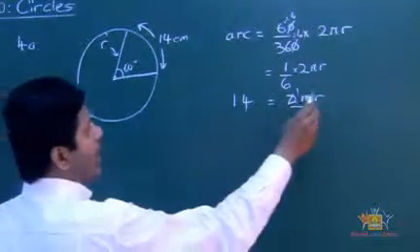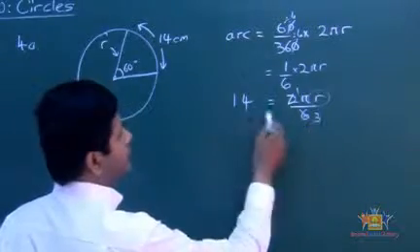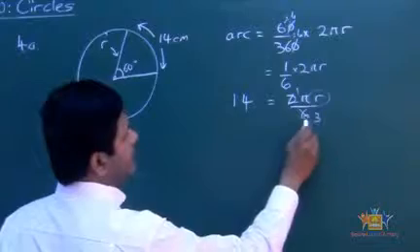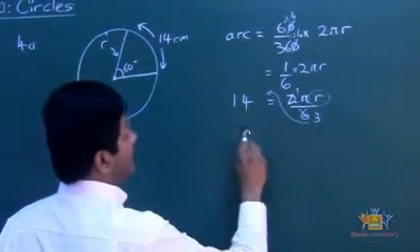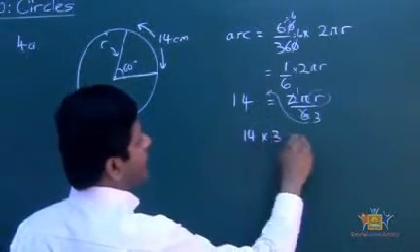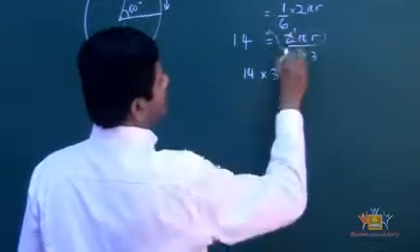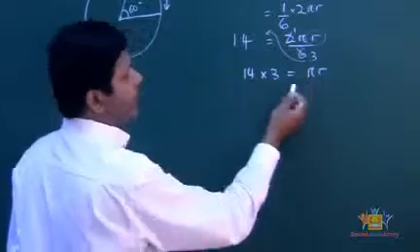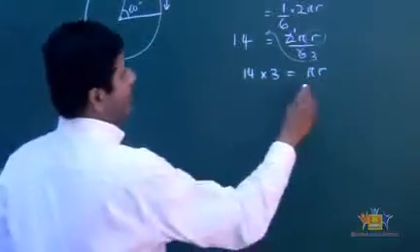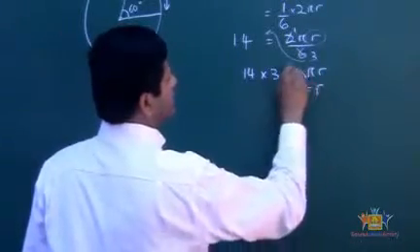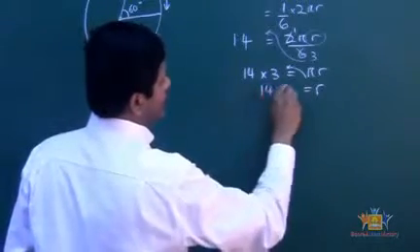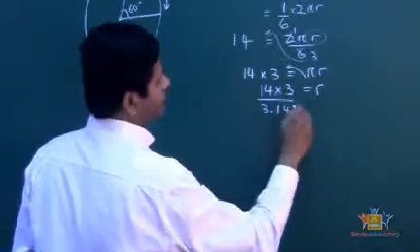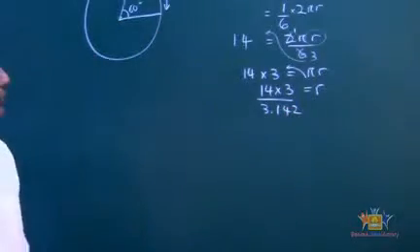We're looking for r. Who's got to go? 3 first. Okay, let's bring 3 across the bridge. What is 3 doing to r? It's dividing. Division across the bridge becomes multiplication. So 14 times 3 equals 2, now the 2's already become 1, so pi r. Okay, we're looking for r. Who's got to go? Pi. And what's pi doing to r? It's multiplying. So multiplication across the bridge becomes division. So 14 times 3 over pi, which is 3.142. See that? So now I should be able to solve it.